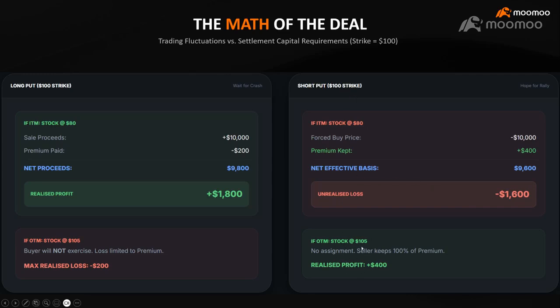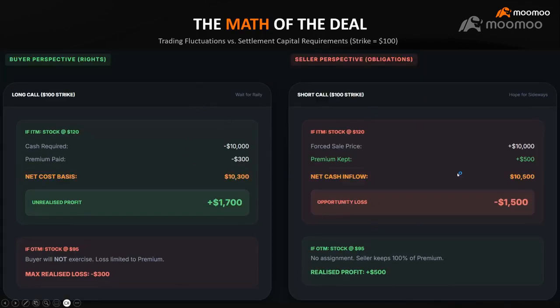If it's out of the money, then the buyer of the put won't exercise, so you just get to keep the $400. Okay. Are we clear? It's kind of a lot, but I want you guys to actually understand how it works.